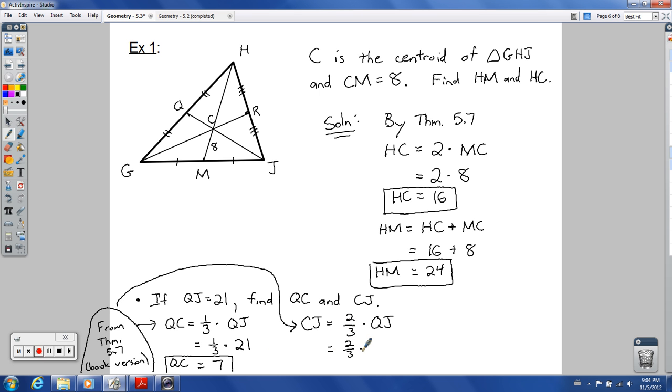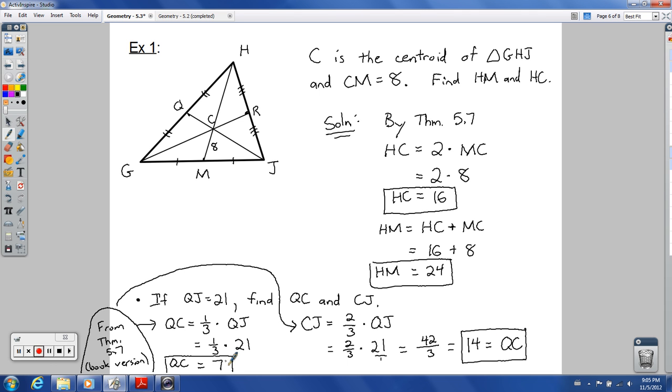So this is 2/3 times QJ was 21, and so I could make this a fraction, could put it over 1. This one I think would be a little more helpful to do that with. This is going to equal, if you don't want to cross cancel first, you can just multiply straight across. It would be 42 over 3, which equals 14. If you cross canceled, you get a 7 here and a 1 here. And 2 times 7 is 14 over 1, which is 14. So CJ is 14. So based on that, check our answers.